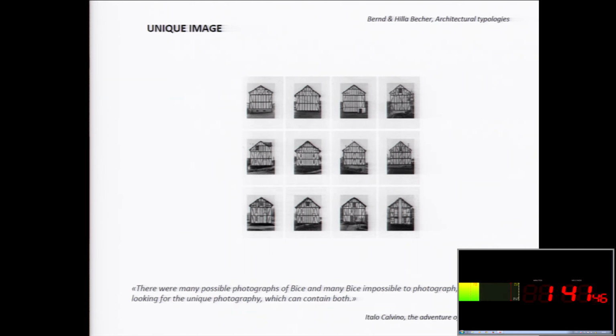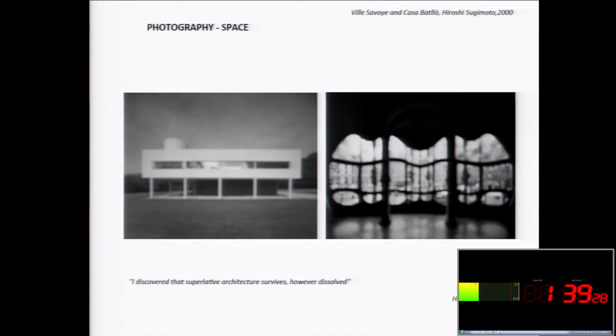Is it possible to be captured, or maybe it's this blurred image that we have in our brain, that Hiroshi Sugimoto represents here in these two pictures, these dissolved images, as he says, that make the superlative architecture survive.